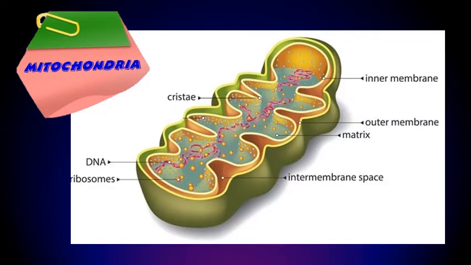Next is mitochondria. Mitochondria is a plural word for mitochondrion. Mitochondria are large organelles. They have rod shape and are enclosed by double membranes which are called outer membrane and inner membrane. They are special because they are able to replicate freely as they have their own DNA. They function as the site for generating energy in the form of ATP.